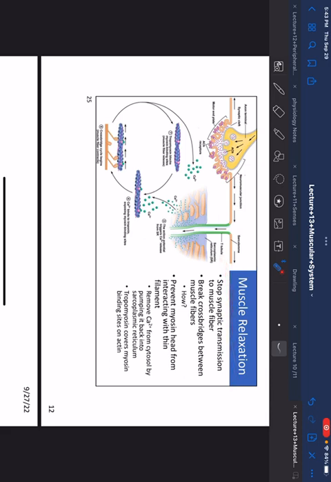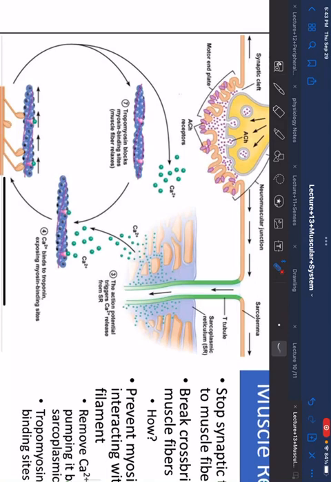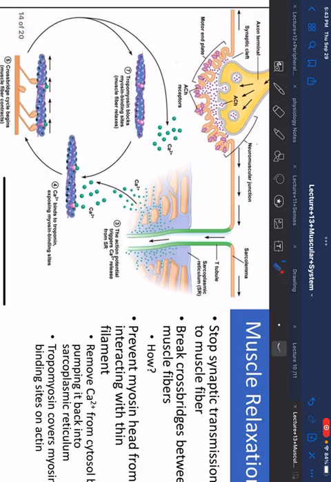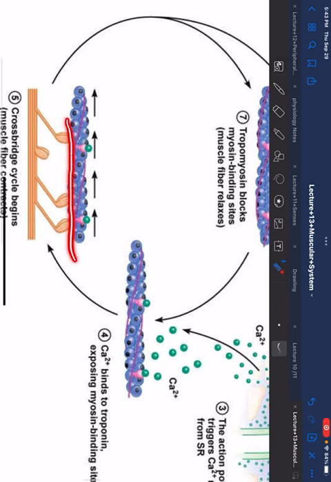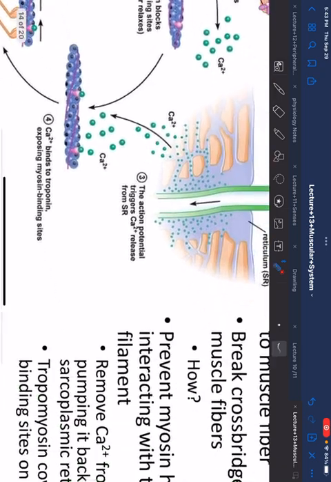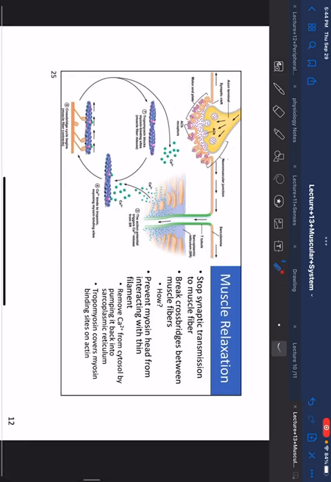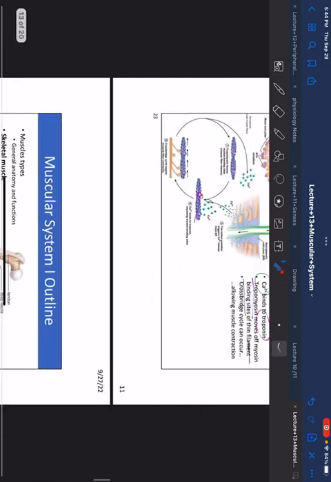First, you need to stop neural signaling to the muscle fiber. You need to stop releasing acetylcholine onto these nicotinic receptors. But you also need to do a few more things as well. You also need to break the cross bridges. You need to stop the myosin heads from interacting with the thin filament above it. How do you break the cross bridge? What molecule do we use? It was on the drawing that we made. What molecule did we use to break this cross bridge?